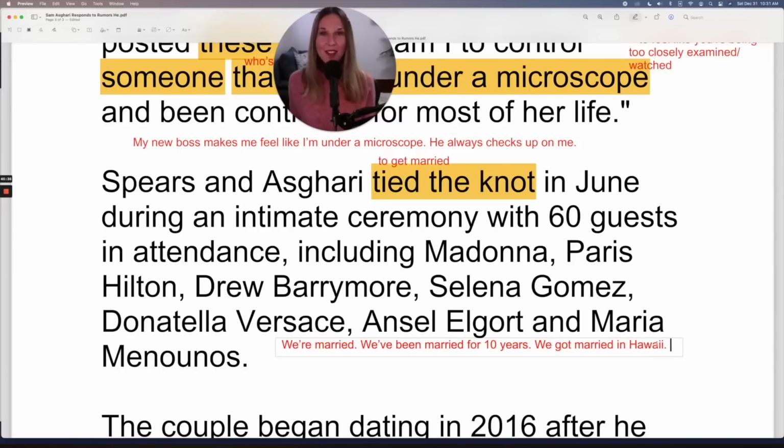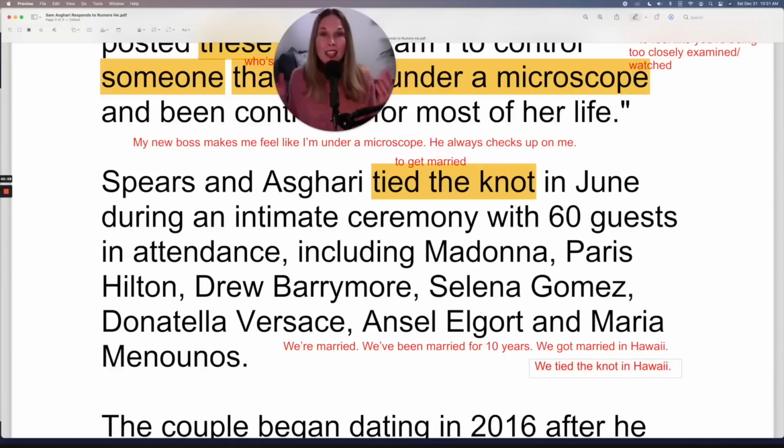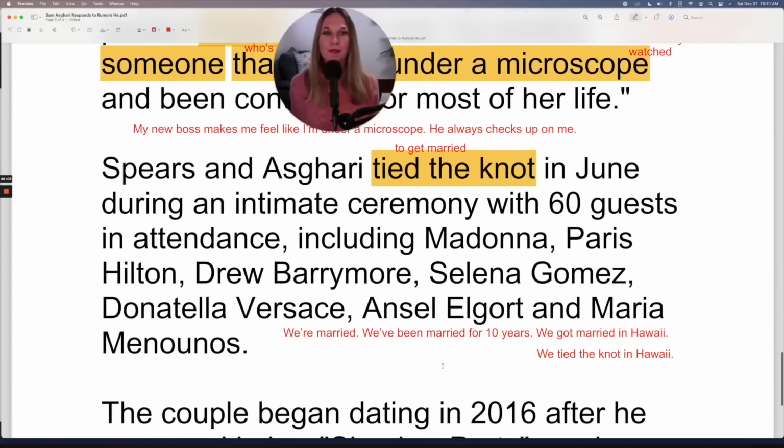A destination wedding. We got married in Hawaii. So this is where you transitioned from not married to married. So that's why I used get married, and that's what tied the knot means, to get married. So you could say we tied the knot in Hawaii. We tied the knot in Hawaii. It's a fun, casual way of saying get married.